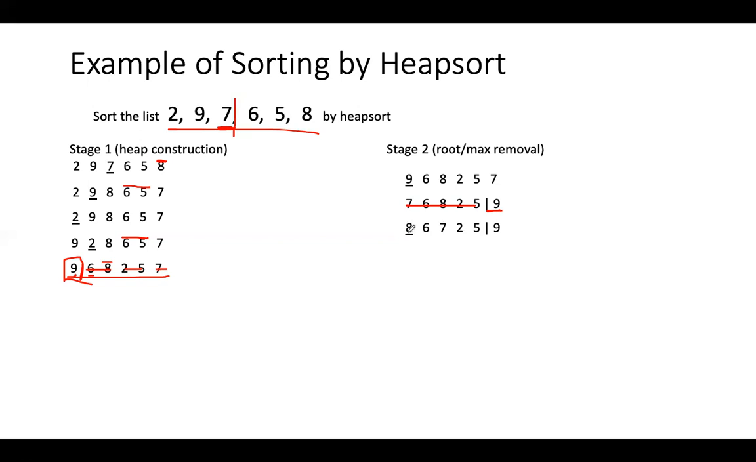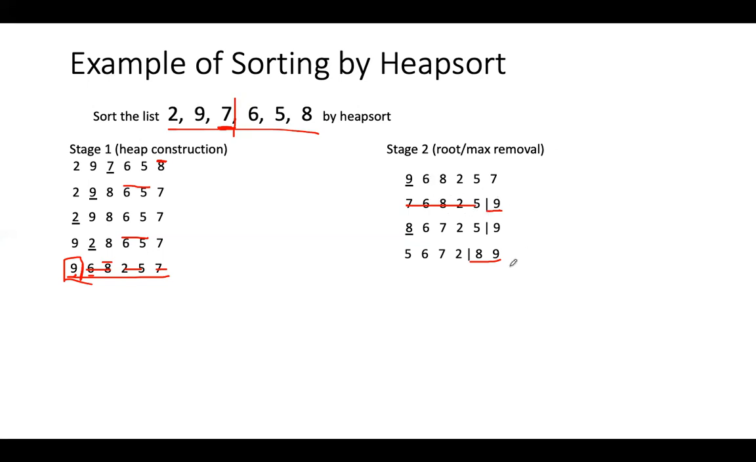So what is the next step? 8 should be swapped with 5. Is it clear? 8 is swapped with 5, and the largest two elements have reached the end of the array. Now we will be talking about only these 4 elements. We have removed 7, 9 and 8 from the heap. We call it removal because this was the original heap and we are removing the greatest element from the heap and storing it in the array.